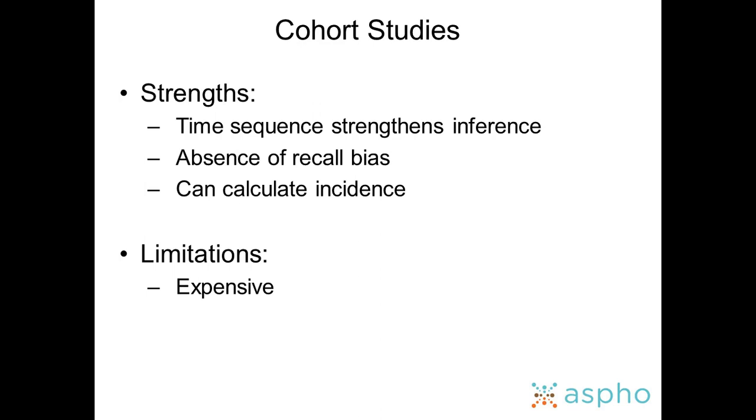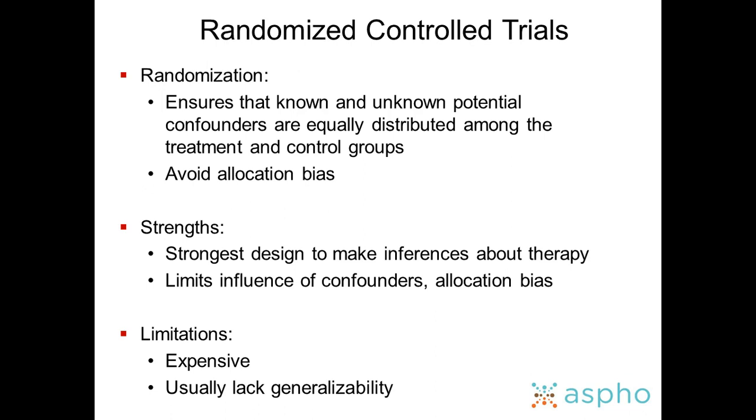So the strength of a cohort study is that the time sequence strengthens the inference because the exposure must occur before the outcome. We don't have recall bias because we recorded the exposure status before the outcome occurred. And because there is a time element, we can calculate incidence. But the limitations are, especially with a prospective cohort study, that it's very resource intensive and expensive.